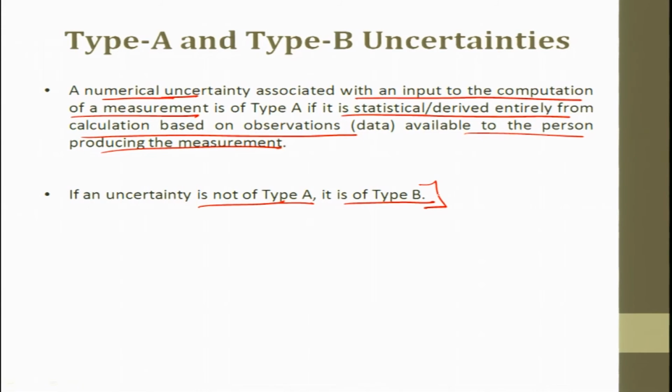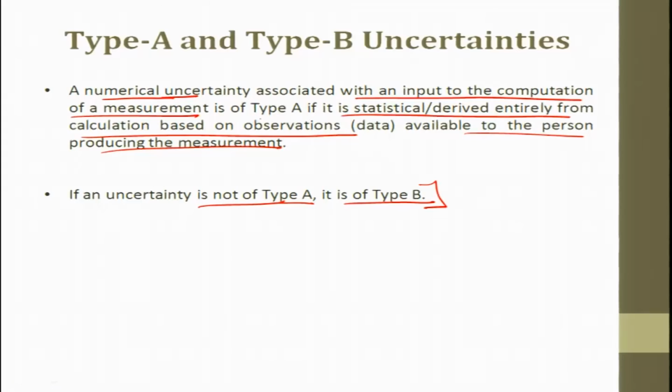So if any statistical analysis has to be applied, the uncertainty has to be type A uncertainty. Type A uncertainty may be due to the instrument, again due to the observer, or due to the experimental condition, the way experiments are conducted. So we are working on the type A uncertainties. So most random uncertainties are type A uncertainties. So they vary each time a measurement is made.